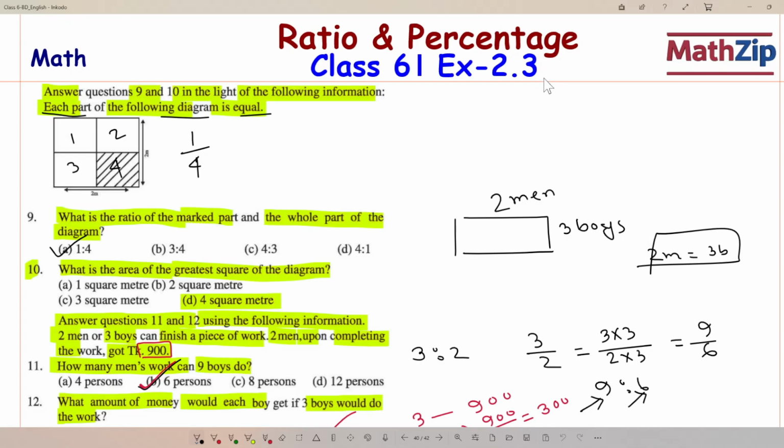This is exercise 2.3 and this is the last part of the ratio and percentage chapter, and this is the most important chapter of this book. In our real life, ratio and percentage is a very important thing. So not only for examination, you should make practice or keep practicing for our real life applications.